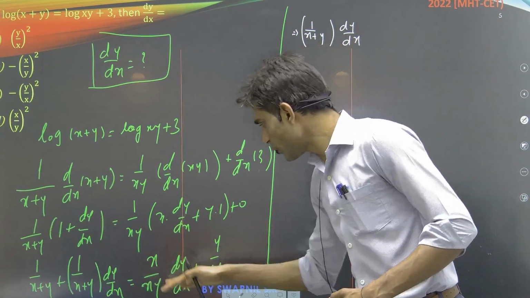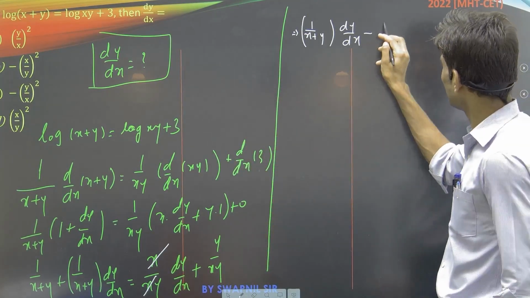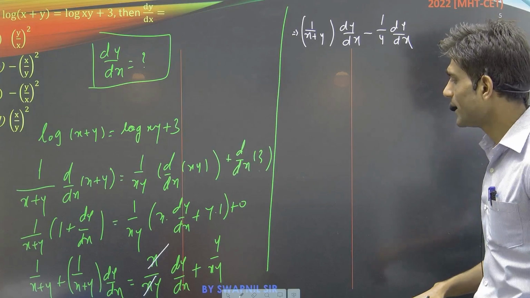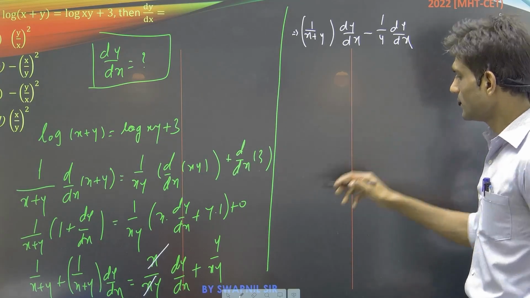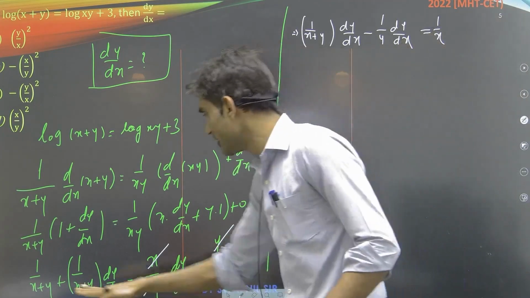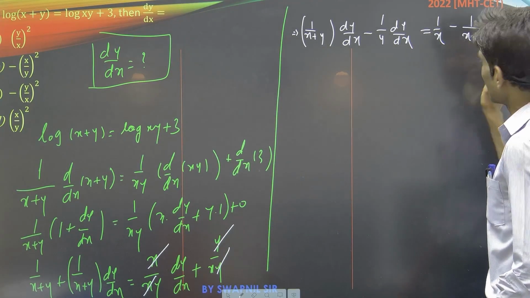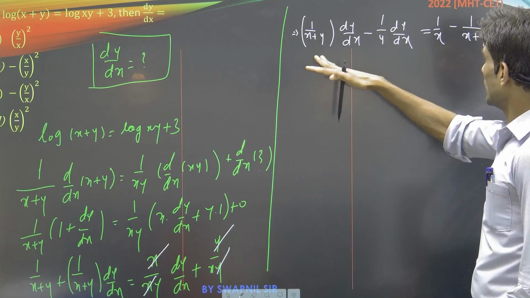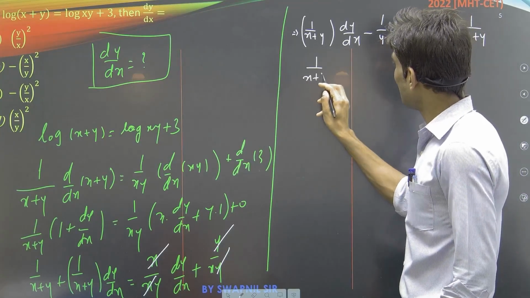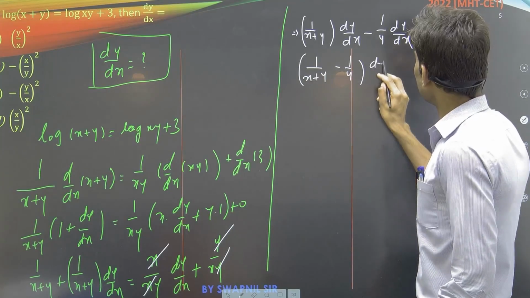Here the next term, x upon xy, x can be cancelled, so 1 upon y dy by dx. Take it to the other side, so we write minus 1 upon y dy by dx. The remaining term, y can be cancelled, so we write it as 1 upon x. The positive term, take it to the other side, minus 1 upon x plus y. So let's take dy by dx common from here. So 1 upon x plus y minus 1 upon y into dy by dx.